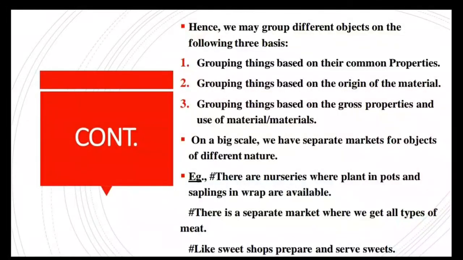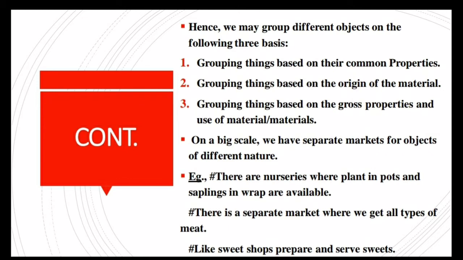In the next slide, we will continue the same topic. Hence, we may group different objects on the following three bases. The three groupings are: grouping things based on their common properties. If you want a biscuit, the biscuit will be categorized with the same property. Next, grouping things based on the origin of the material.